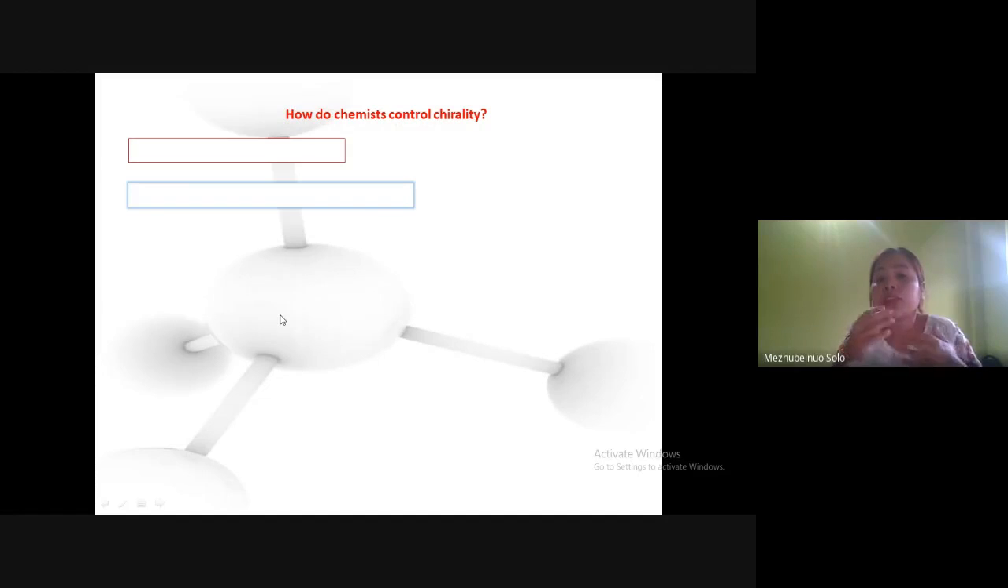So how do we chemists control this chirality? This is done by using a chiral component as a starting material. So let us see some methods for this asymmetric synthesis.